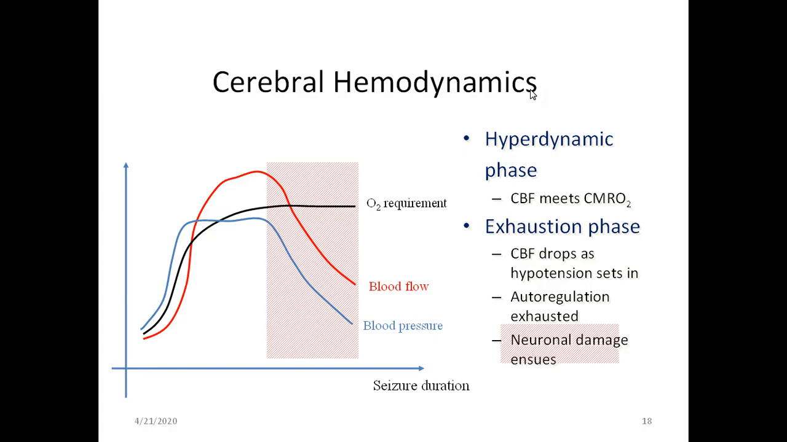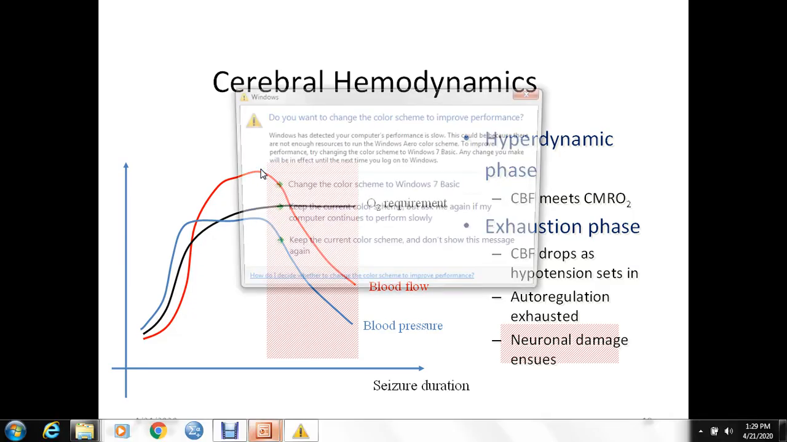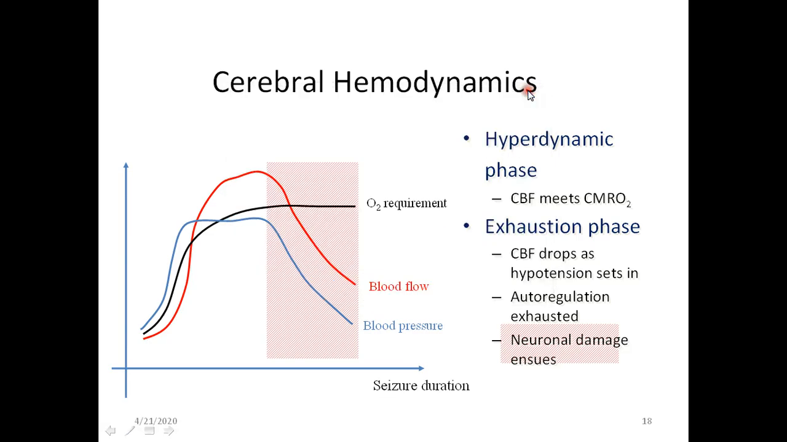So this is a very important slide which needs to be learned. What are the cerebral hemodynamics when there is a seizure? This is the timeline on the x-axis. When the seizure starts, what happens? This black line indicates that the oxygen requirement increased, and because of a compensatory mechanism, the blood flow also increased, as shown in the red line. But after a certain time point, the oxygen requirement remains high, but because of decompensation, this red line declined.